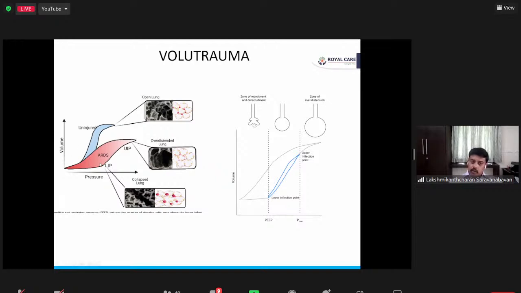So what happens is, the lower part of the curve is predominantly a collapsed lung, and the upper part of the curve is an overdistended, or the normal lung which is getting overdistended, and it can cause rupture of these alveoli. And in the lower part of the curve, this is your collapsed lung, which doesn't take much of the tidal volume that is going to the lung.